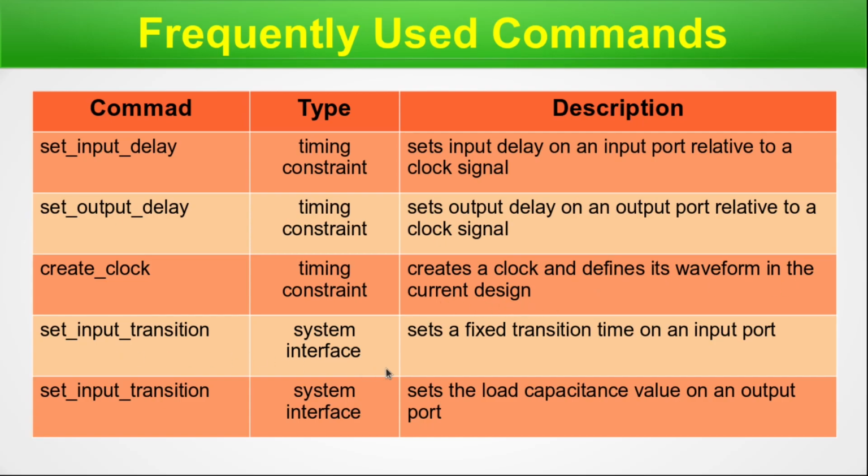Set input transition. This is a system interface. It sets a fixed transition time on an input port. So this is basically a transition time, meaning the slant, that means the rising or the falling. Set input transition, I think, sets the load capacitance value on the output port. Here I think I have made some typo. I'll provide some more corrections in the description. So basically there is another command which is used for the load capacitance value of the output port. I think the command would be something like set output load or something like that.